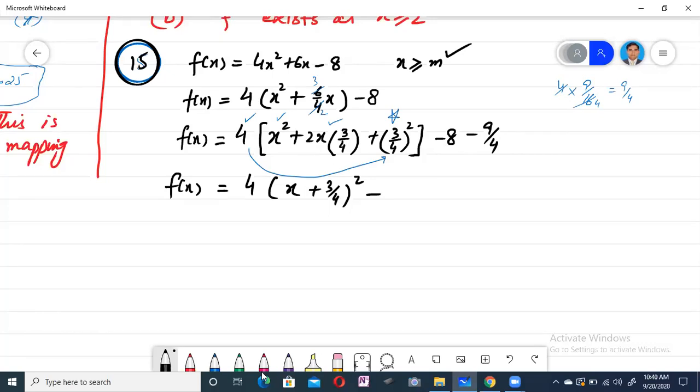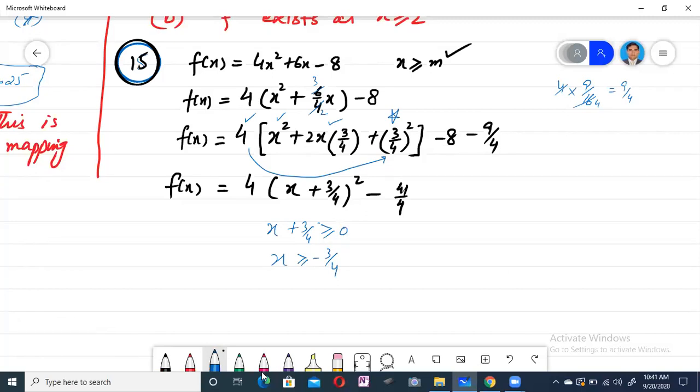Here 8 4s are 32, and 9 is 41, divided by 4. Now here he's saying x greater than or equal to m. The term that is inside the bracket having the square, we are always taking greater than or equal to 0. X plus 3 divided by 4, this we will take greater than or equal to 0. X will be greater than or equal to minus 3 by 4.